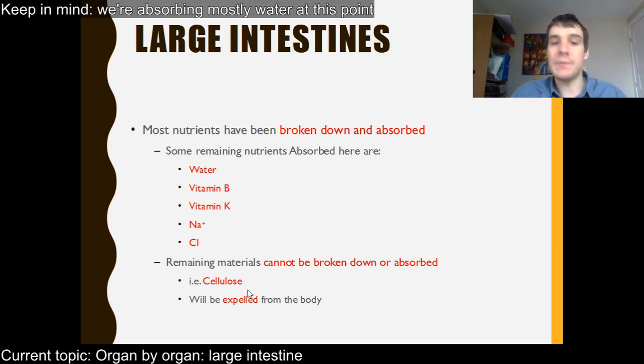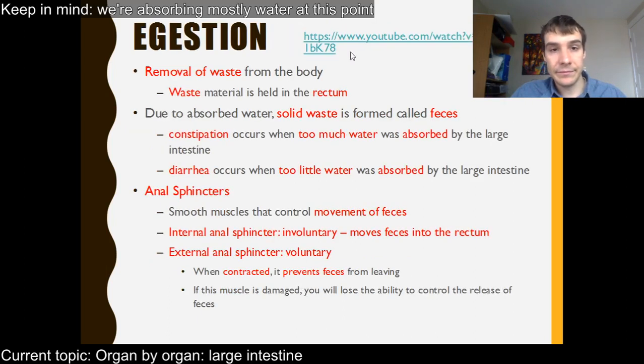So cellulose is one of those things. Remember, fiber helps us be more regular with our poops. That just gathers things up and out it goes. All right, and that's egestion. Most of the water is gone, so it's solid. It's called feces. If the feces is in there for too long, it'll absorb too much water, so you get constipation.